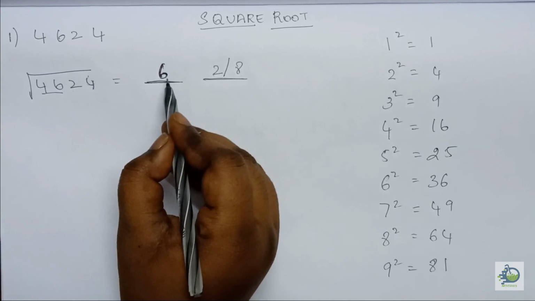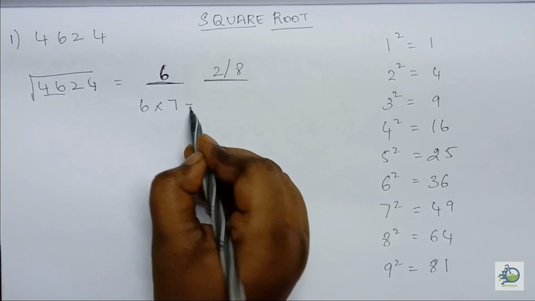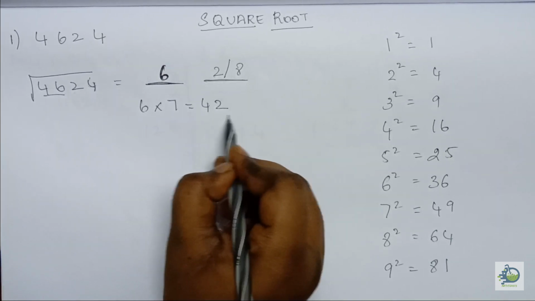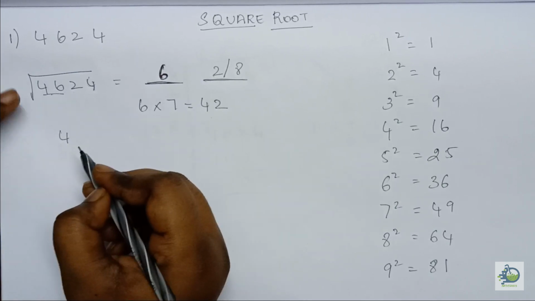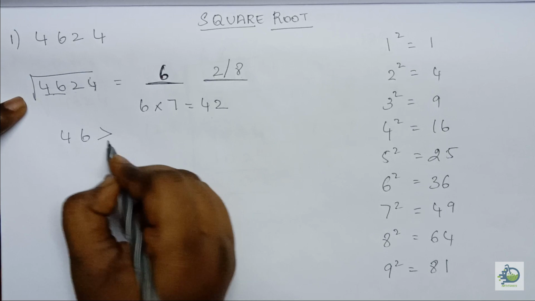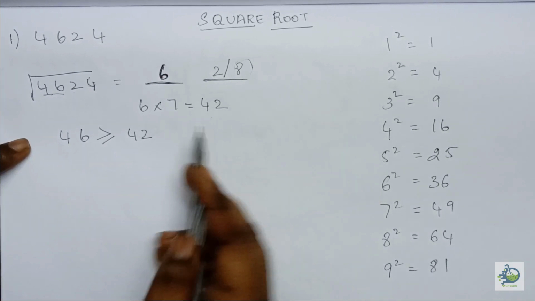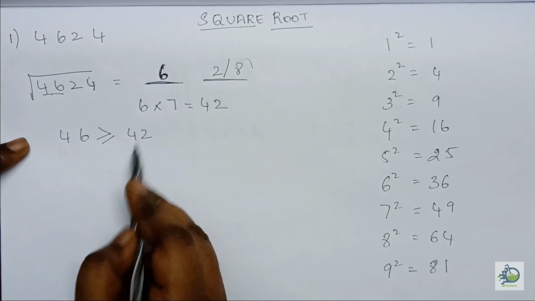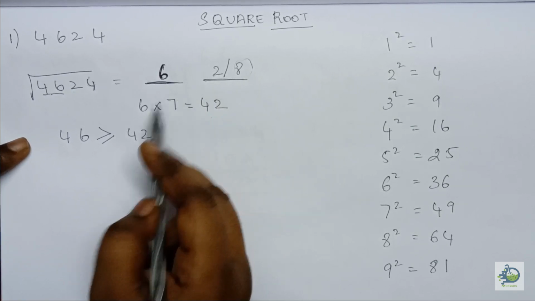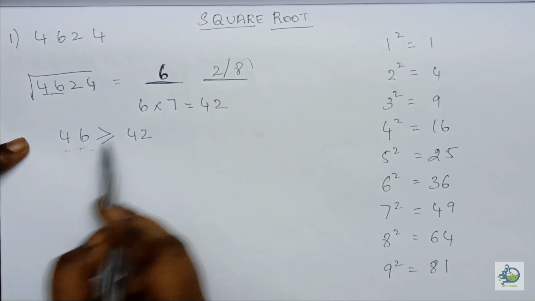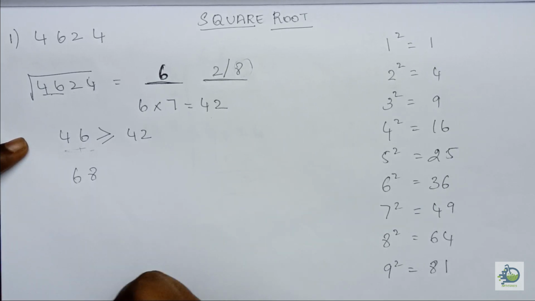Now what we have to do is multiply this 6 with the next digit 7. I am getting 42. This 42 is lesser than 46. When the number I am having is greater than or equal to 42, then I will take the greater number. If my number is lesser than the number I am getting by multiplying it with the next number, then I will take the smaller number. Now I have a greater number, so I will also take the greater number here. So 68 will be my answer.